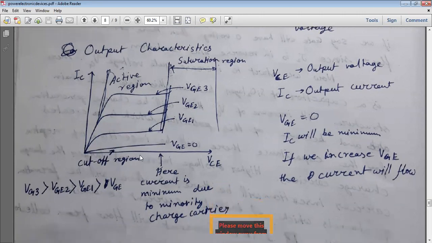Here the current is minimum due to minority charge carriers. Initially it will increase with VCE, then it will come to a saturation level, then after a certain time it will increase in a very high manner. Similarly, with different voltage levels of gate, here VG3 is greater than VG2, that is, with the amount of voltage increment, the collector current will also increase.